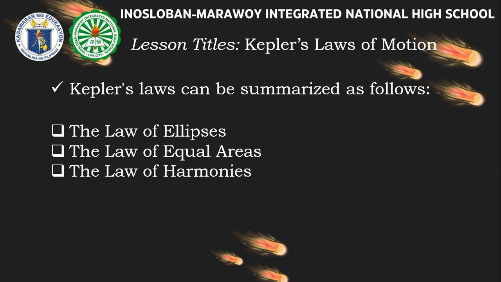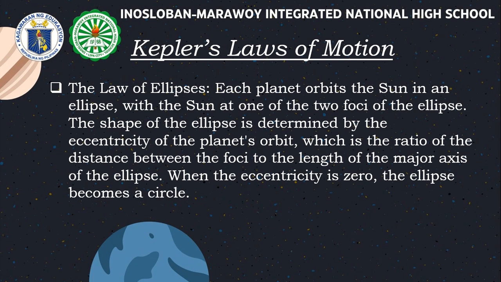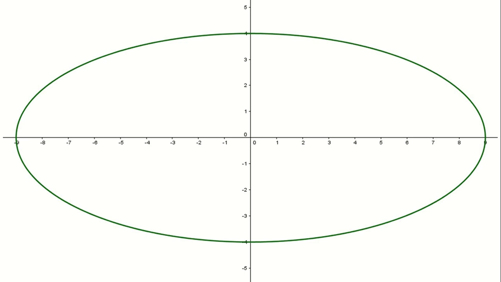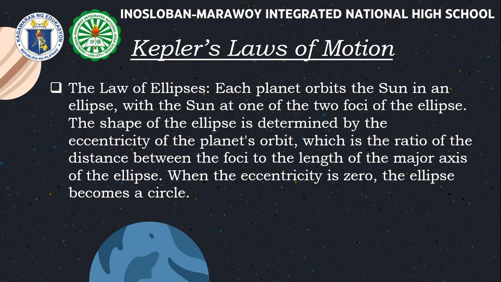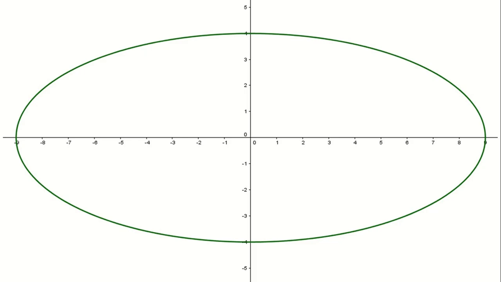Okay. So, for the first law, the law of ellipses, each planet orbits the sun in an ellipse, with the sun at one of the two foci of the ellipse. The shape of the ellipse is determined by the eccentricity of the planet's orbit, which is the ratio of the distance between the foci to the length of the major axis of the ellipse. Where the eccentricity is zero, the ellipse becomes a circle. Okay, this is our law of ellipses. Our planets orbit around the sun in an ellipse. The shape of the orbits of the planets is elliptical.